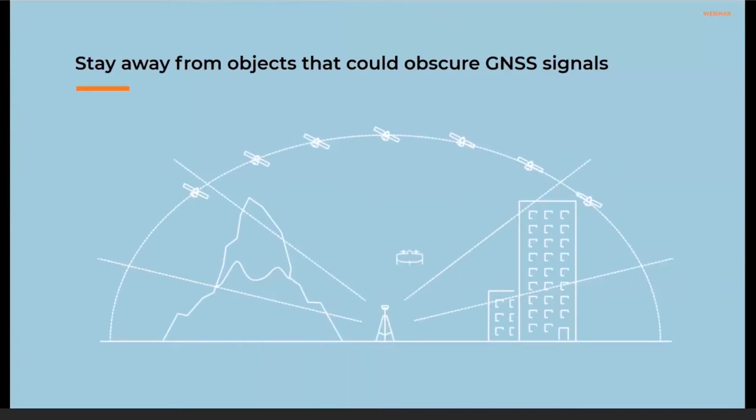With any GNSS measurements, it is always very important that you have a clear view to the sky. So make sure to place your base station not close to a high building or a mountain. And this will allow you to have a clear view to many satellites, with also a wide angle to the satellites.